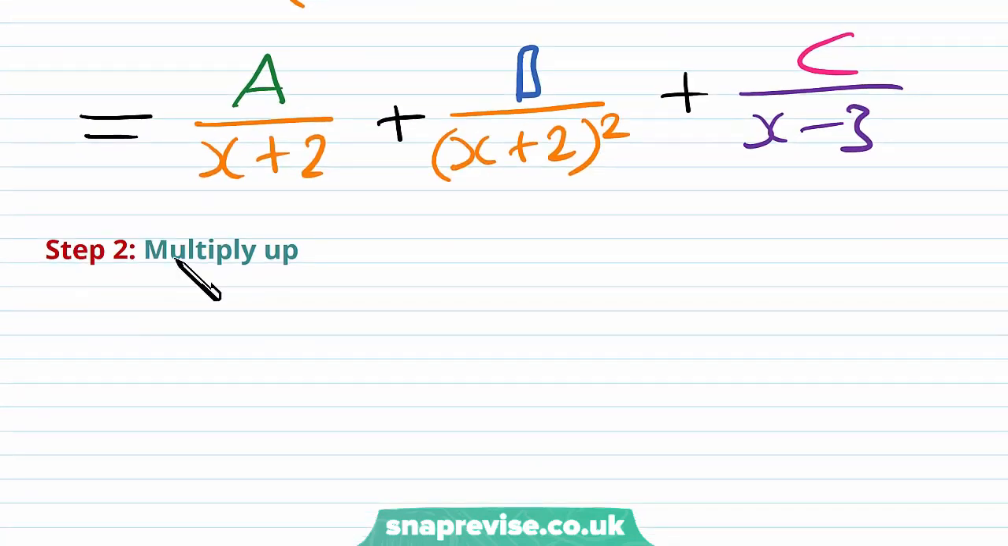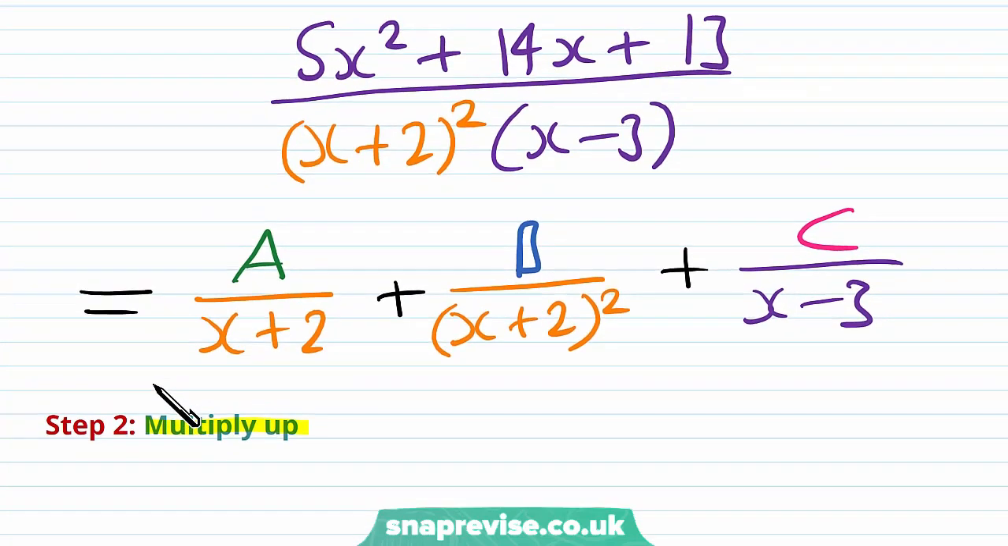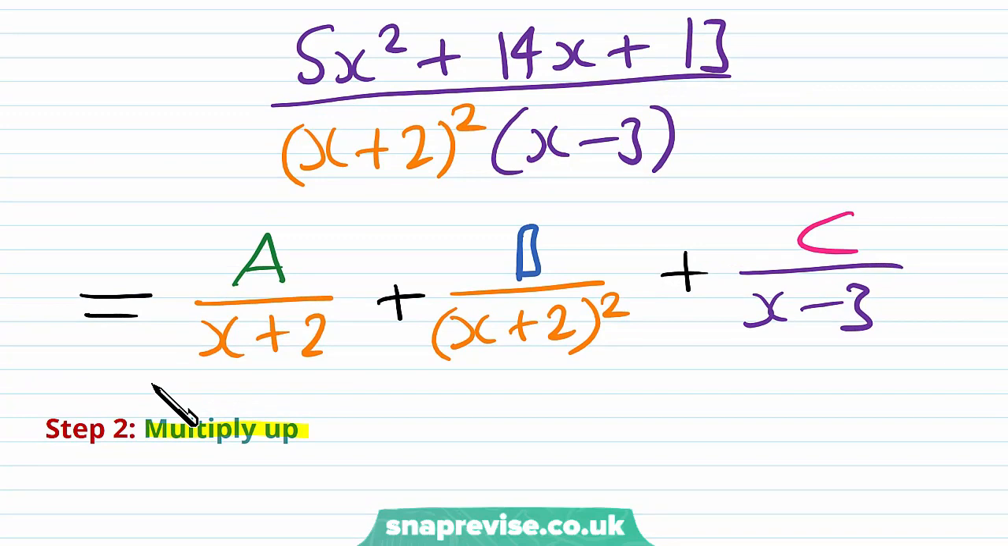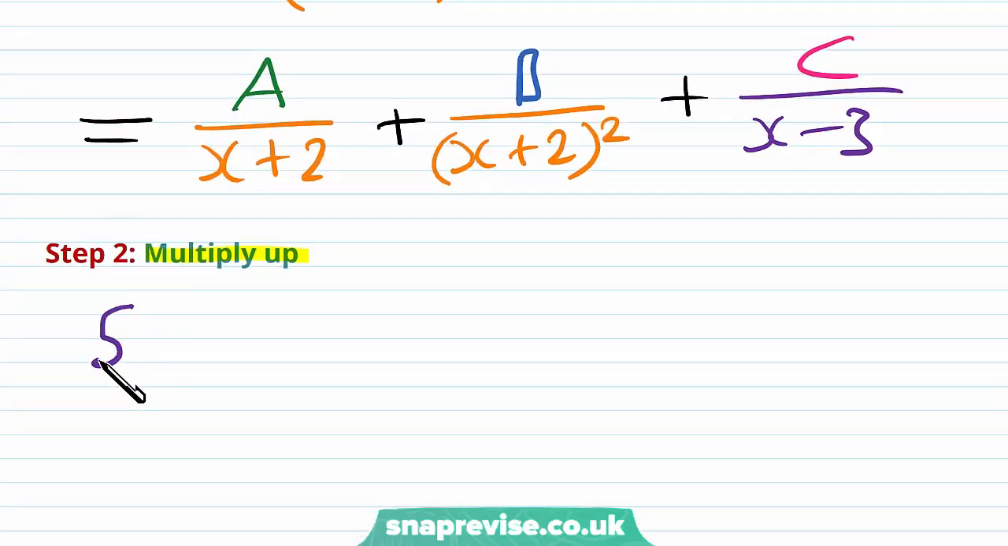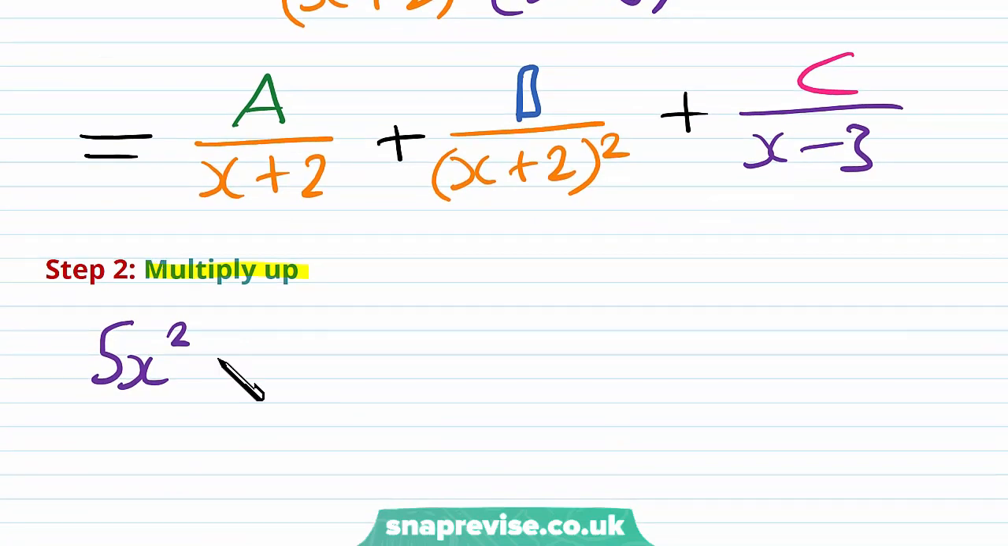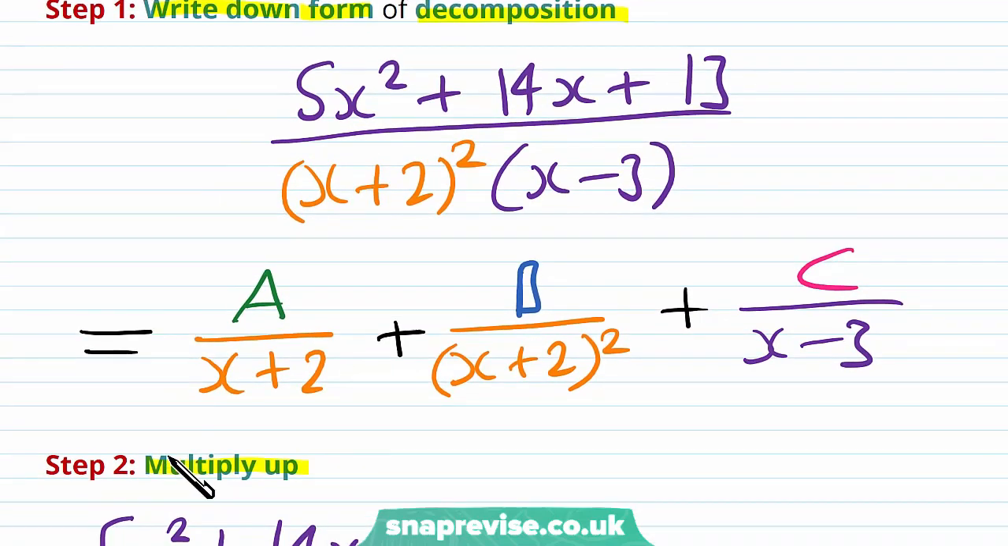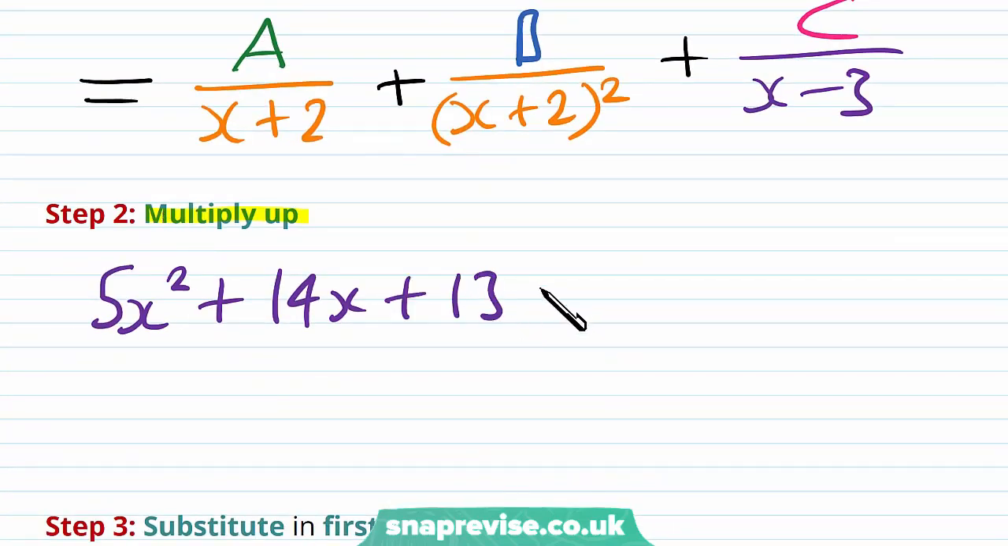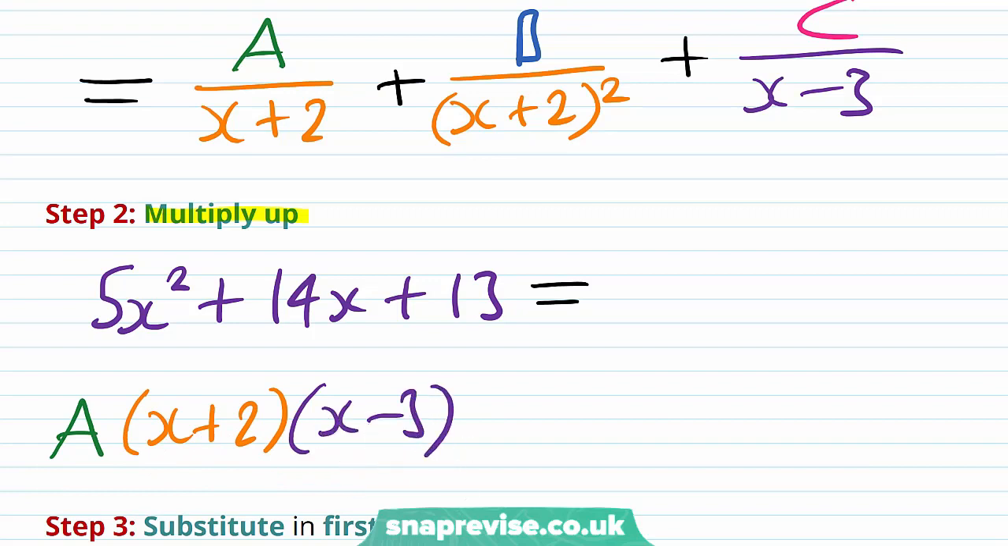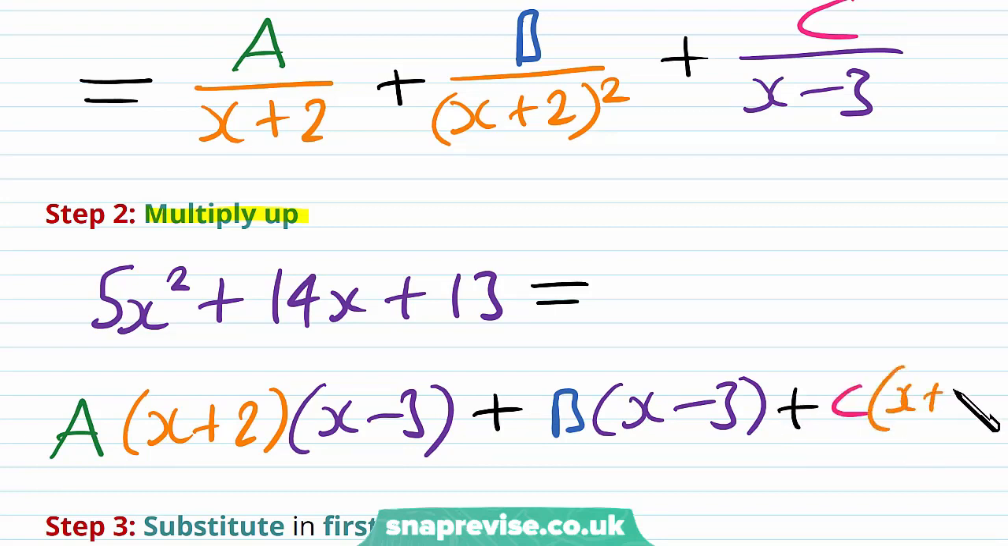Our second step is to multiply up. On the left-hand side, we're going to get the numerator of the fraction, and that is 5x squared plus 14x plus 13. On the right-hand side, we're going to have A multiplied by x plus 2, multiplied by x minus 3, and then plus B multiplied by just the x minus 3, and then plus C multiplied by the x plus 2 all squared.